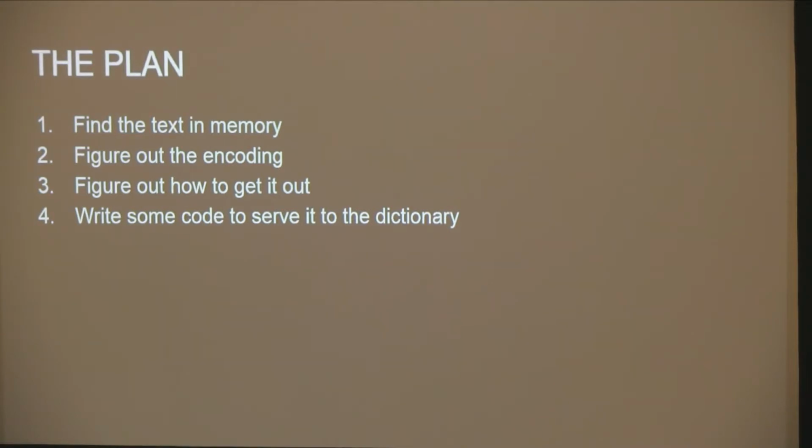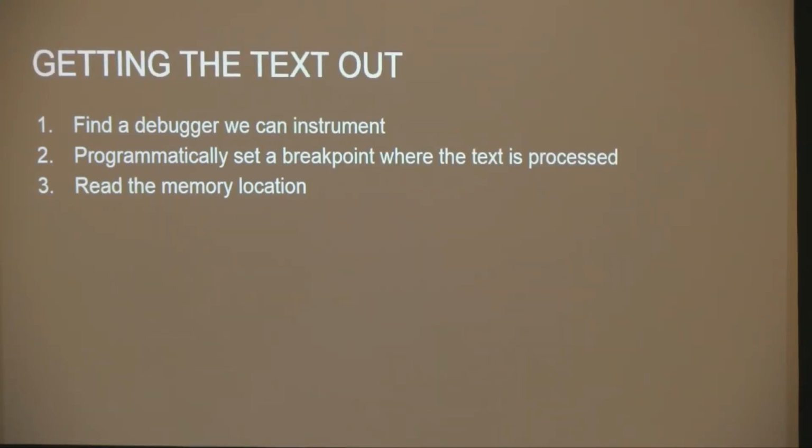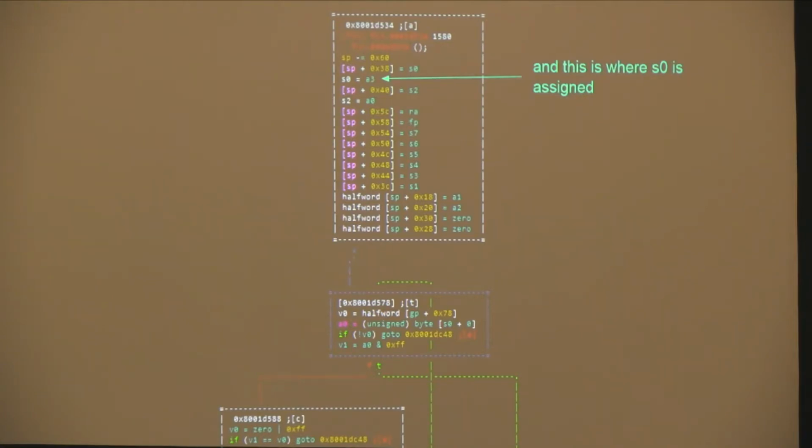So the plan was finding the text in memory, figuring out the encoding, but now we want to get the text out of the game. So how do we do that? We find a debugger that we can use programmatically, and then we set a breakpoint at the top of the function that we're looking at, read the memory location and get it out. So we're going to instrument that chunk of code.